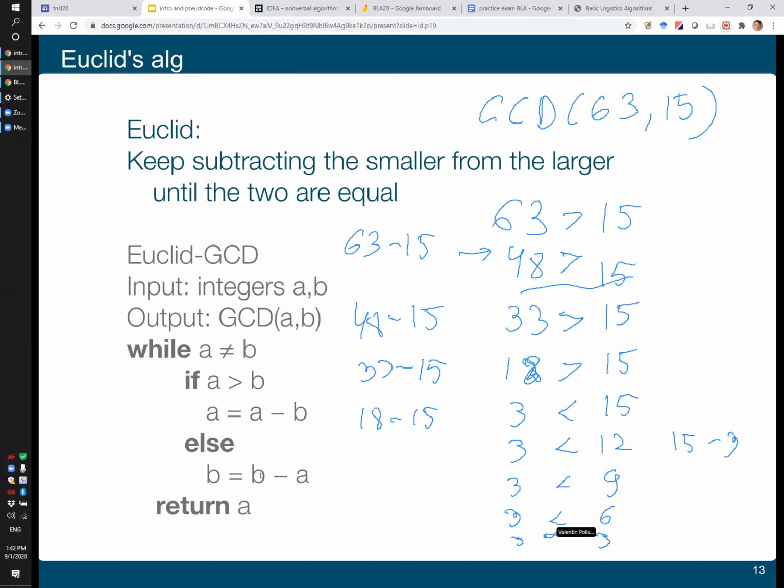And when the two numbers are equal, when we are in this while loop and A is not equal to B, no, right now A is equal to B, so we go out of the while loop and return the answer. Our answer is 3.